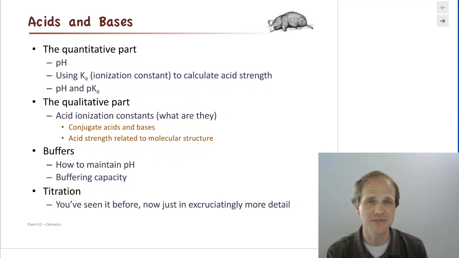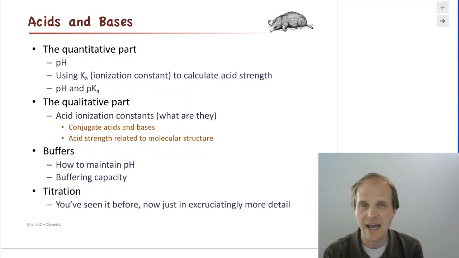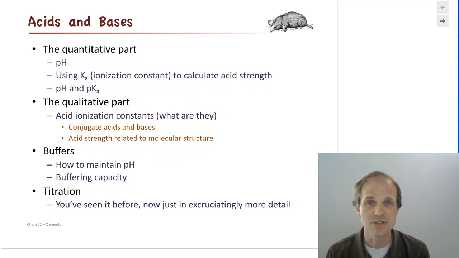There's a lot of it. It's very long, intense material, but it's just a bunch of equilibrium problems. The trick is going to be figuring out which kind of equilibrium problem I am doing so that you can do it successfully. So, just an overview of this chapter, we're going to be talking about the quantitative part of acids and bases, with pH, using Ka, the ionization constant, to calculate acid strength, and we're going to compare those kinds of things.